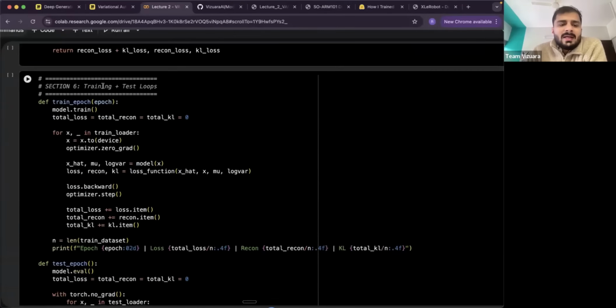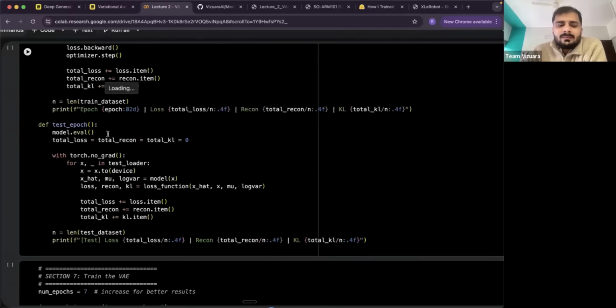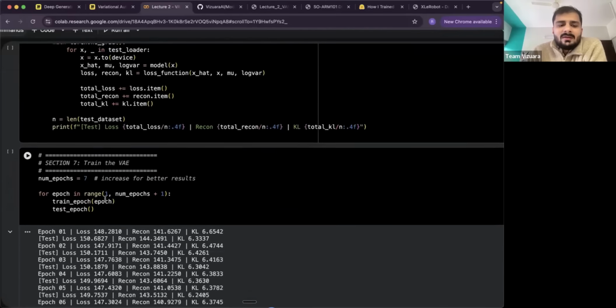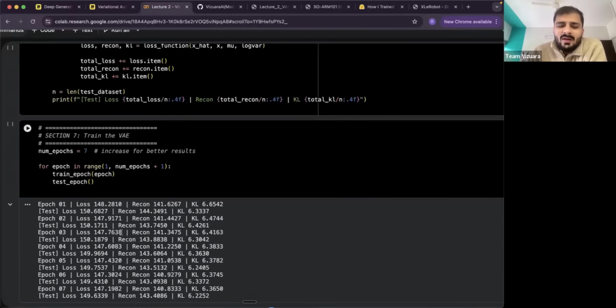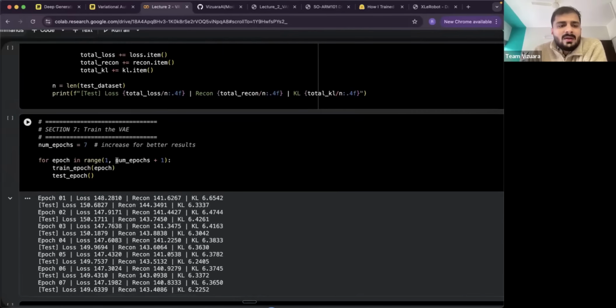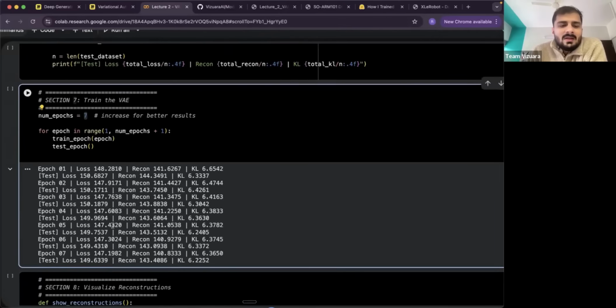Then you have the training and the testing loop, and you train the VAE. This takes some time to train. Otherwise, I would have trained it right now. I have trained it for 7 epochs. And you can see the loss and the reconstruction KL loss going down.